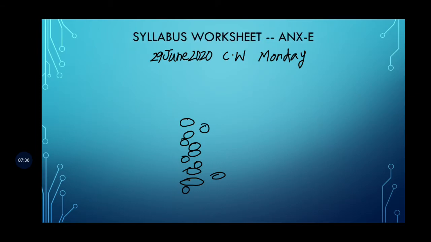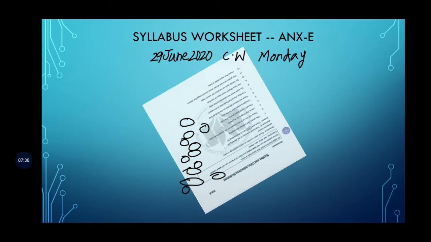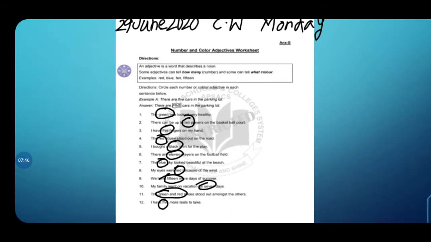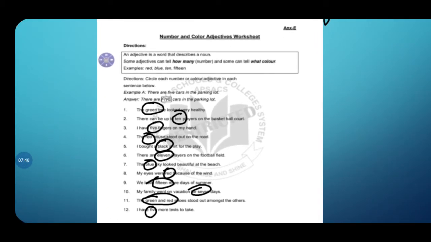Now let's come over to our syllabus worksheet. We are going to do adjectives with the number and color. Now look over here. Circle each number or color adjective in each sentence below. We have discussed the adjectives. We can describe the nouns by using the color and the number. So the color and the number would be the adjective.